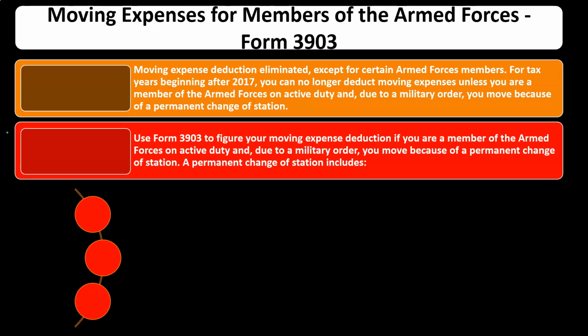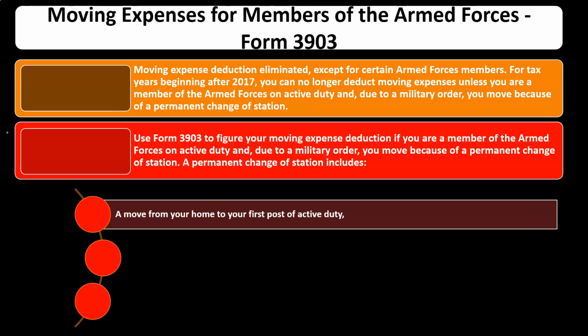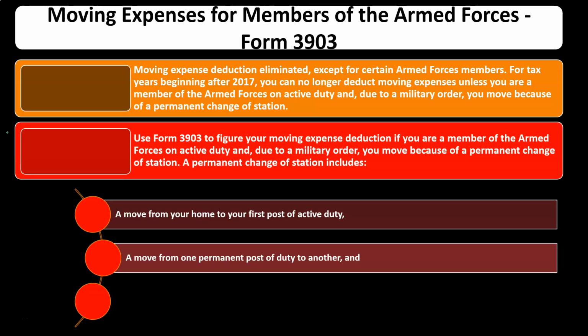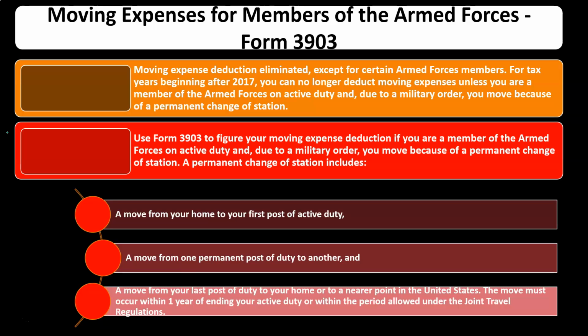A permanent change of station includes a move from your home to your first post of active duty, a move from one permanent post of duty to another, and a move from your last post of duty to your home or to a nearer point in the United States.